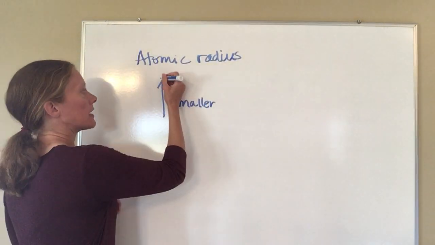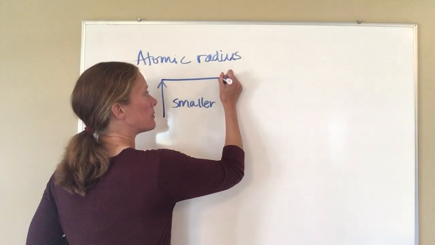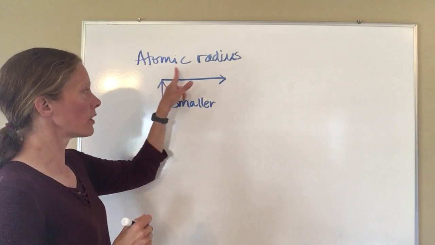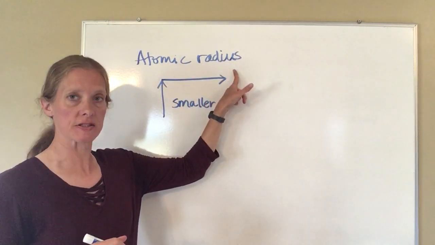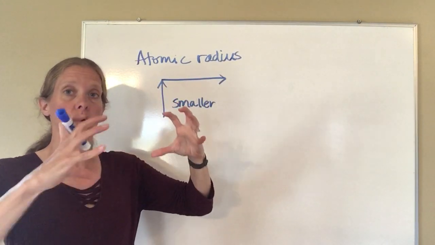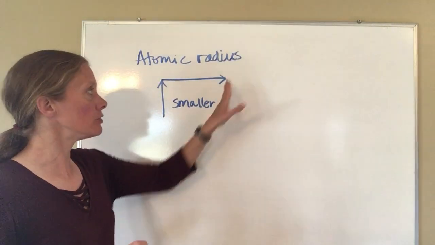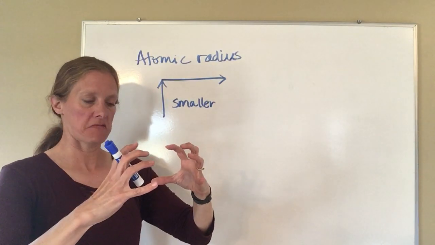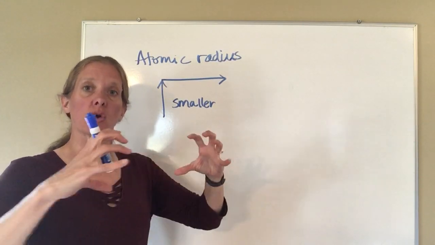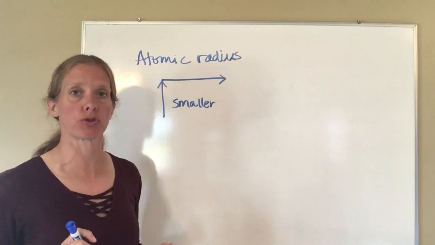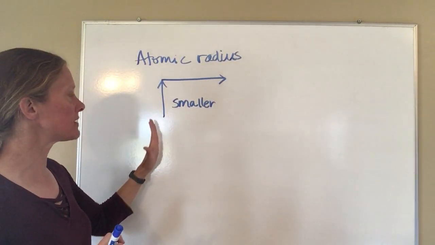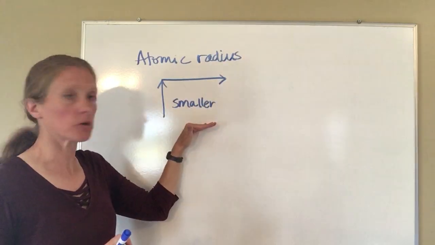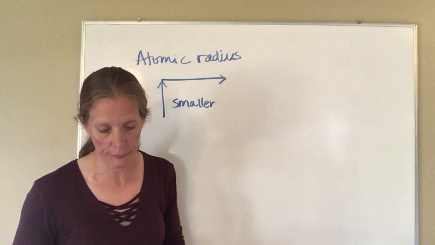So as I go across the periodic table to the right, because I get more and more protons the more I go across, but I haven't increased the number of shells that I have, the nucleus pulls harder and harder, and it just kind of sucks that outer layer of electrons in tighter because it pulls so much harder. So atomic radius, as you go up the periodic table and to the right, the atomic radius will become smaller.